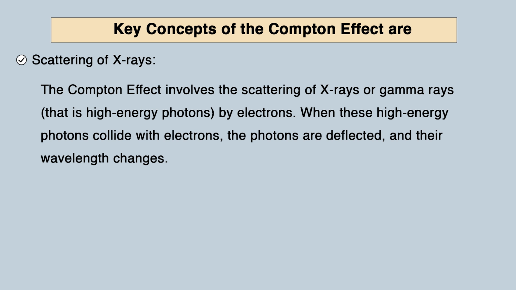Key concepts of the Compton effect are: first is scattering of X-rays. The Compton effect involves the scattering of X-rays or gamma rays by electrons. X-rays and gamma rays contain high energy photons. When these high energy photons collide with electrons, the photons are deflected and their wavelength changes.